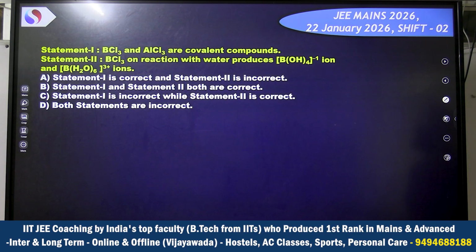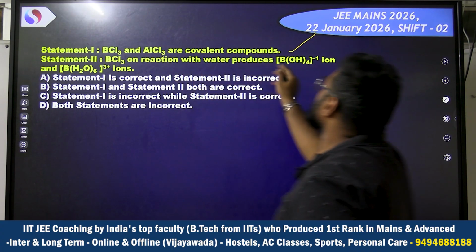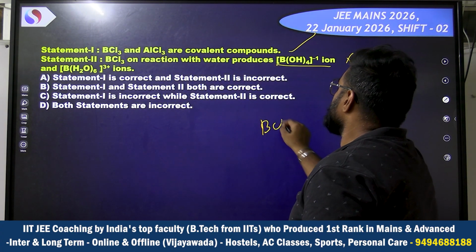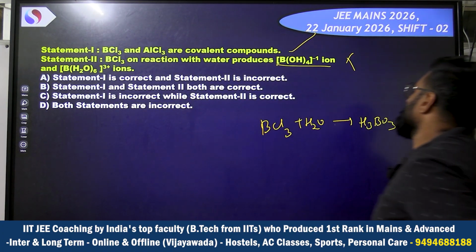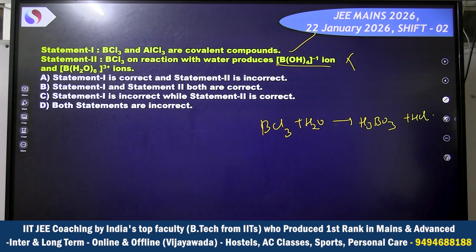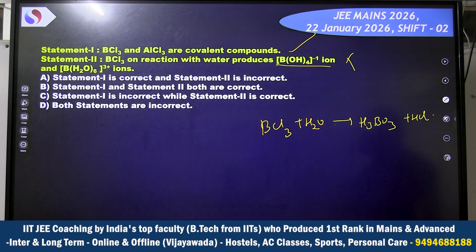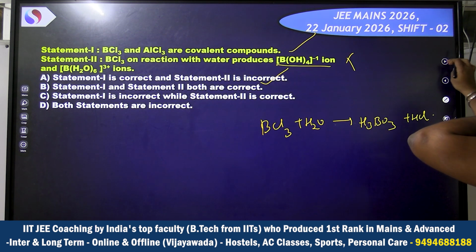Chalo next. BCl3 and AlCl3 are covalent compounds. So statement 1 is true. Statement 2, BCl3 on reaction with water produces, na bhaiya, garbad. BCl3 plus water produces H3BO3 plus HCl. So again, this is wrong. So statement 1 is true, statement 2 is incorrect. Option number 1 is the correct answer.